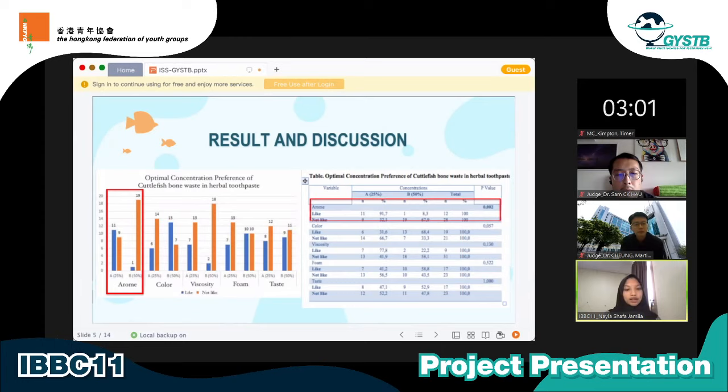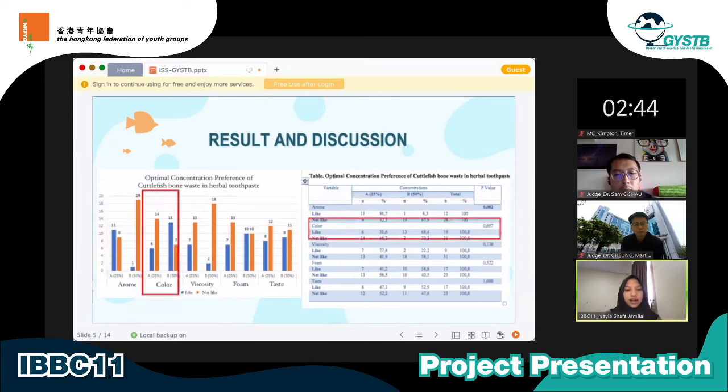And this table also shows that the result of the chi-square test analysis at the 95% confidence level showed that statistically there is a significant difference between the aroma preference of herbal toothpaste that has concentration A and B, with a p-value of 0.002.